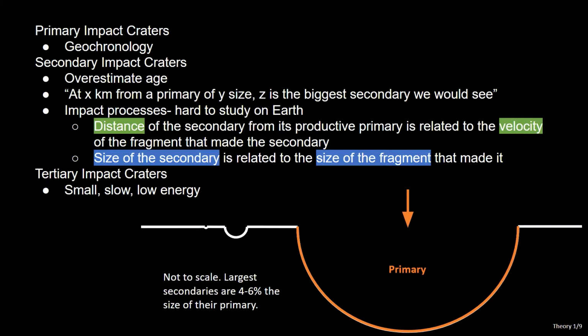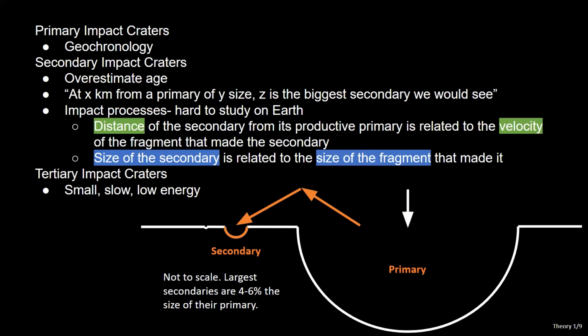Well, one problem is every primary crater is going to throw out some ejecta, which can re-impact the surface, creating thousands of secondary craters for each primary impact. If you were to count all of your secondaries as primaries, you would severely overestimate the age of your surface. That's a problem. So it would be super useful to have some sort of an equation that would say, okay, at X kilometers from a primary crater of Y size, the biggest secondary we would see is Z meters. That's what Kelsey and I have been working on for the past couple of years, and I do contribute to that a little bit in this work as well.